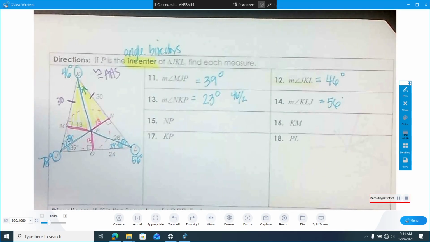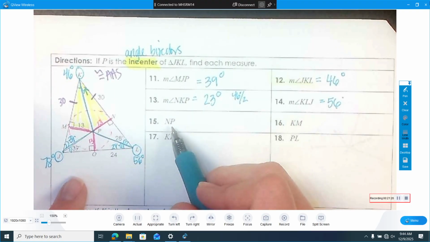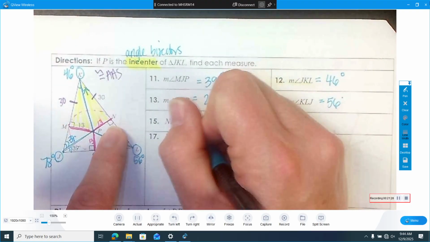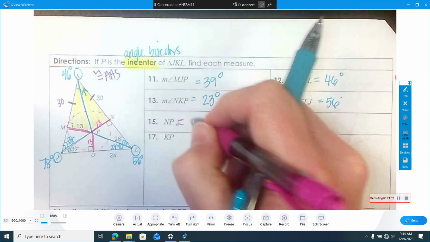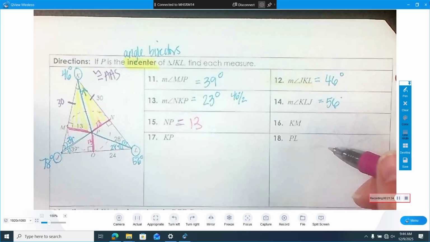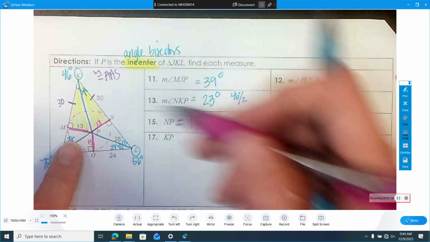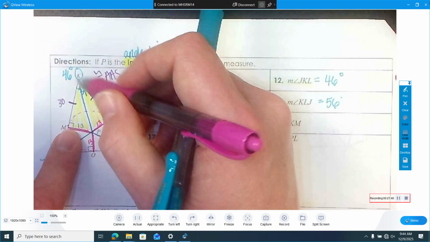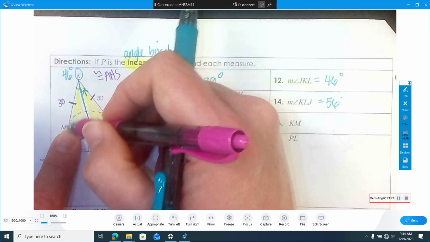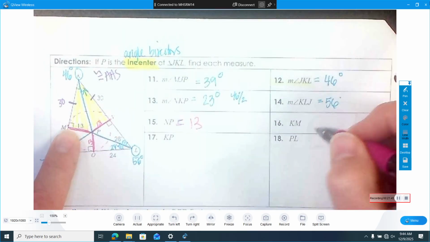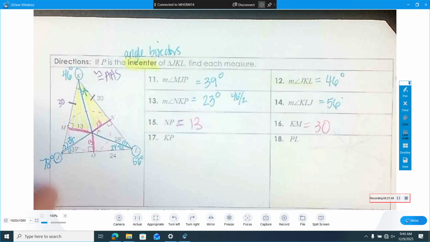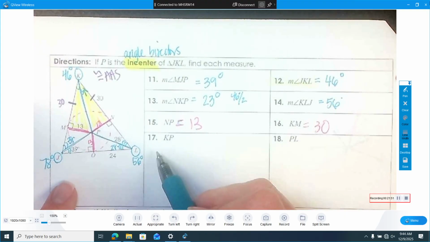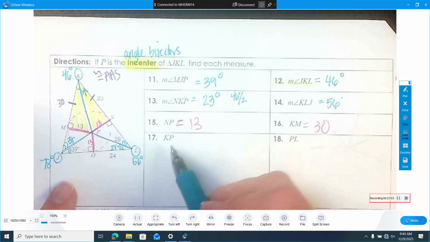All right. NP. 13. That's those pink lines. They're all 13. KM. 30. Yeah. KM, we already said those yellow triangles are congruent, so our little sides are the same. So that's also 30 there. 30 and 30.